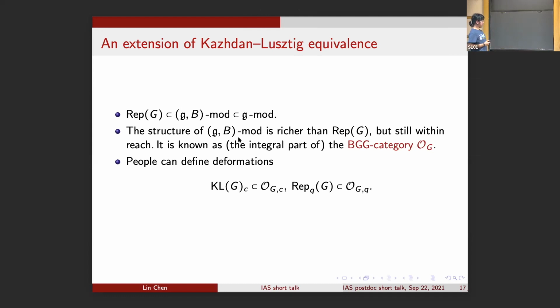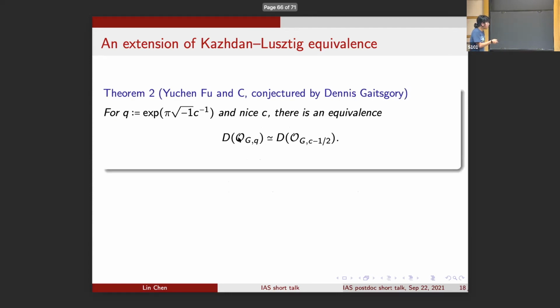Then people can define deformations of this BGG category O, using both the quantum method and the affine method. Let's call them just the quantum category O and the affine category O. I will not give you the definition here, but just give you a general feeling about these things. Okay, now here's the theorem by Lin Chen and me, originally conjectured by our advisor, Dennis Gaitsgory.